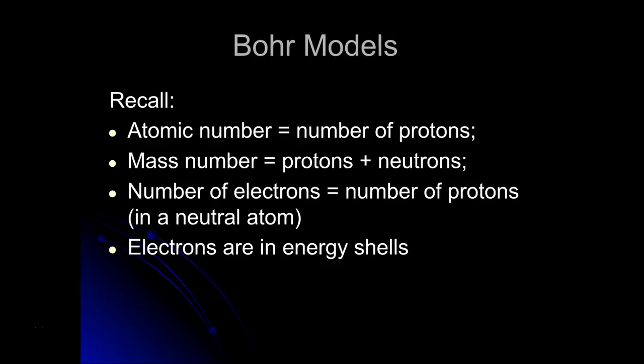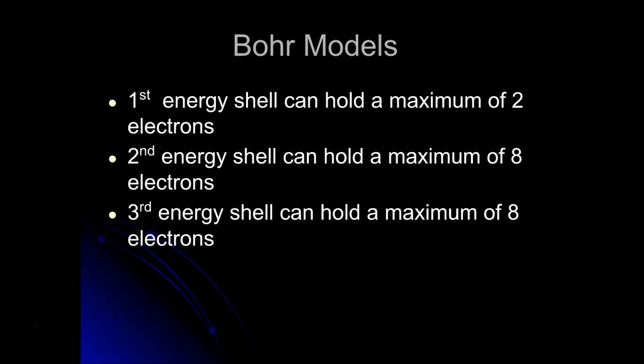Recall that atomic number is the same as the number of protons in a neutral atom. The mass number is the protons plus the neutrons. The number of electrons is equal to the number of protons in a neutral atom, which is what keeps the charge neutral. And electrons are found in what we call energy shells or orbitals. We also know that the first energy shell can hold a maximum of 2 electrons, the second shell can hold 8, and the third shell can hold 8.